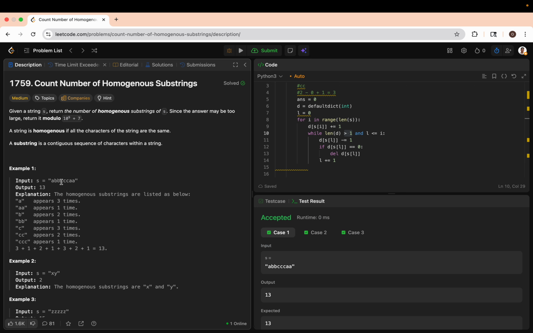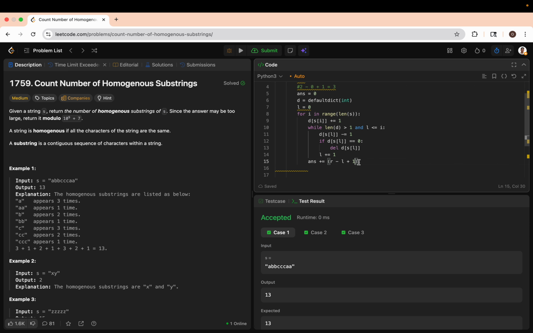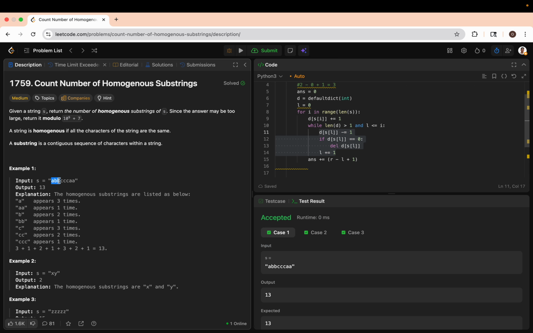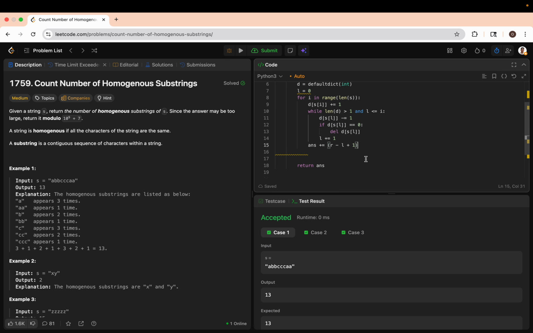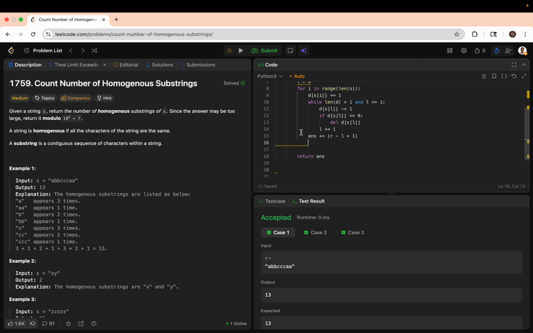So that's 1 substring, increase, that's fine, increase, that's fine, increase, that's fine. So that's not fine, that's still not fine. So that's sort of the idea. And we're just going to add right minus left plus 1. We're shrinking by 1 step at a time, right? We're kicking out the left side of the window to shrink the window by doing this. Right, and at the end we can just return answer.